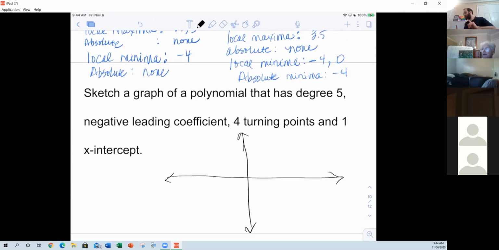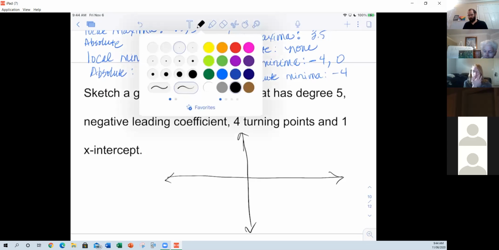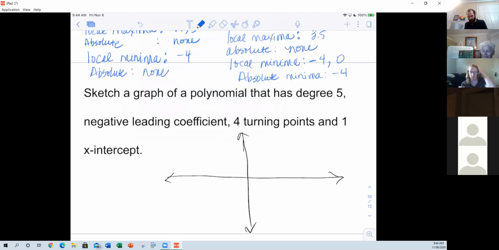Anyone want to tell me what they drew? Yeah, so I just started with, I like to get the x-intercepts out of the way quickly. I think you have to draw this as an upside down parabola shape, because that's the only way that I could get 4 turning points. Oh, no, wait a minute. I put 5, so I'm wrong. Okay, let me start over again.